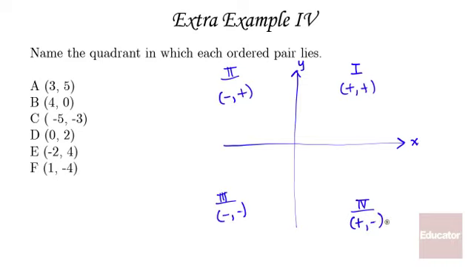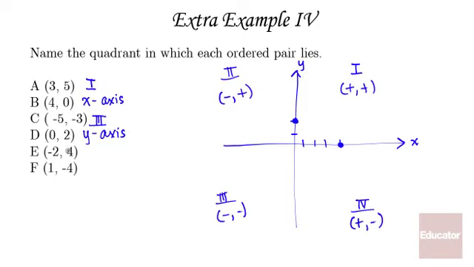So let's see if we can label these. Positive, positive A. It's a positive 3, positive 5. So this is going to be quadrant 1. 4, 0. Well, it would be over 4 and not up or down. So it's not in a quadrant. In fact, it falls on the x-axis. -5, -3. Well, it's going to be a negative and a negative, so that's quadrant 3. 0, 2. That would be 0 and up 2. And notice that also does not lie in a quadrant, but lies on the y-axis.